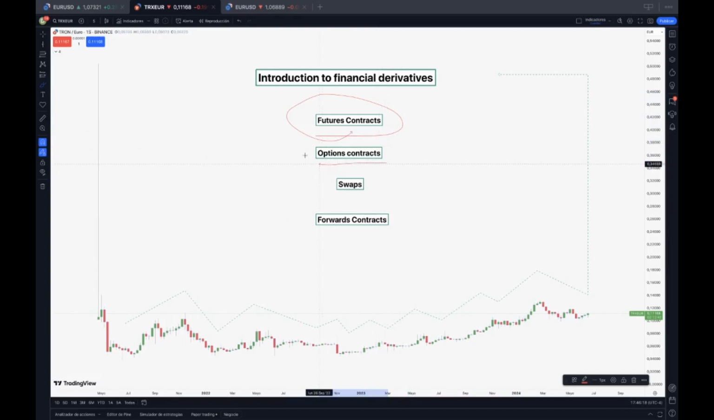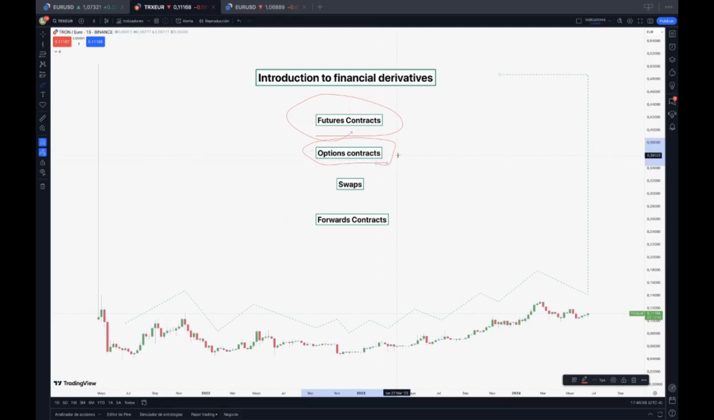Then we have the options contract. This is the second kind of derivative. An options contract gives the holder the right, but not the obligation, to buy, so that's called a call option, or sell, which is a put option, an asset at a predetermined price before or at expiration. It is used for hedging, speculation, or income generation through options writing. So investors can manage potential risk or leverage positions with limited upfront costs.